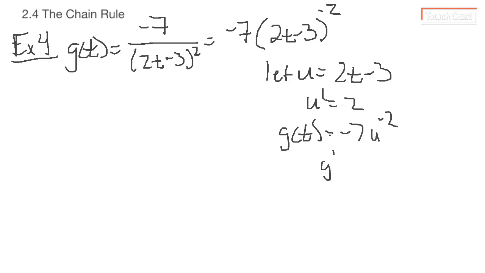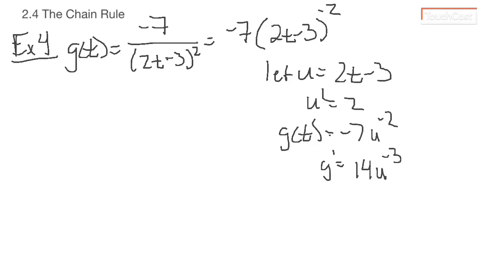which means in this case our starting g prime is going to be 14u to the negative 3. If I bring negative 2 down and I multiply that by negative 7, that's where I get the 14, and I reduce negative 2 by 1 to get the negative 3.